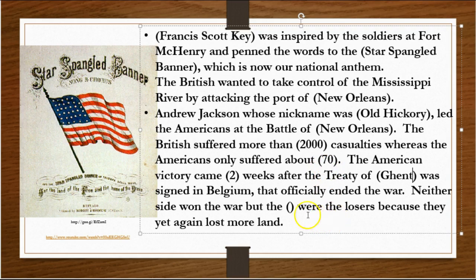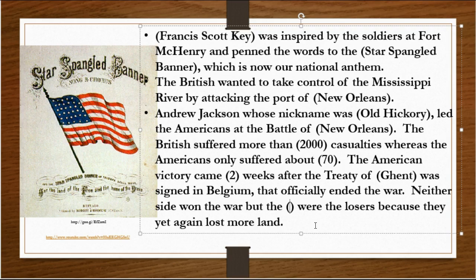Now, neither side really won the War of 1812. The British won lots of victories. The Americans won a couple victories. But the British end up leaving. They don't gain any new territory. They don't get America back. They don't really get anything out of the deal other than they just go home. And so the War of 1812 really had no winners.